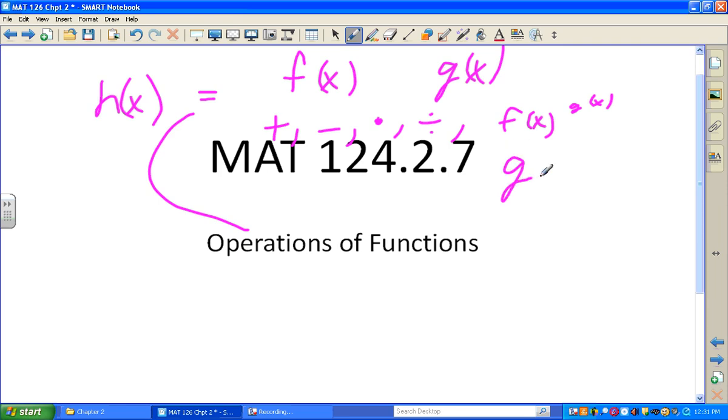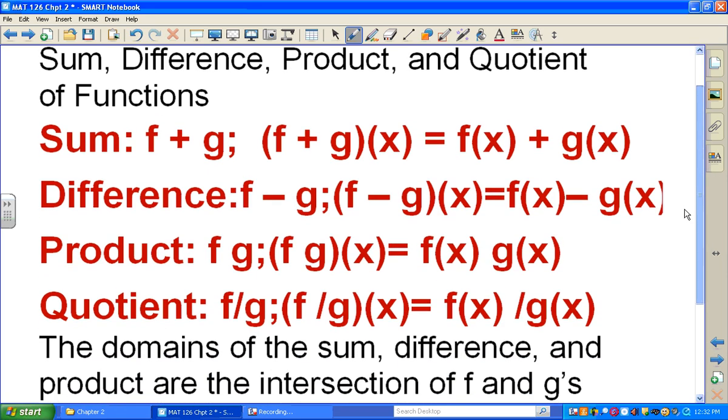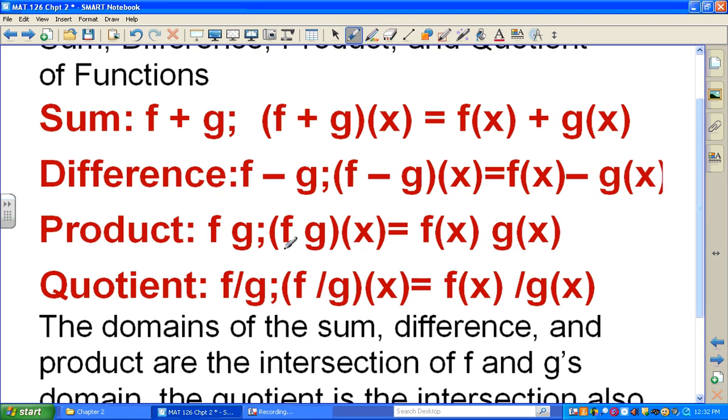Who? G of f of x? That's the composite function, right? G of f of x. So there's lots of ways of combining the functions. In fact, there used to be a section we had to graph based on the operations of functions. In case you didn't know it, you can add, subtract, multiply, and divide that we just talked about.